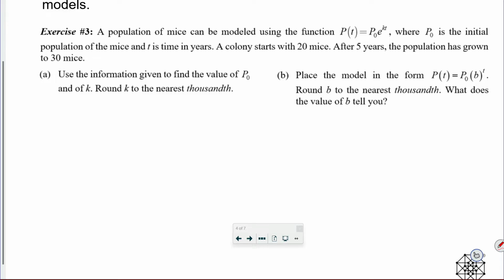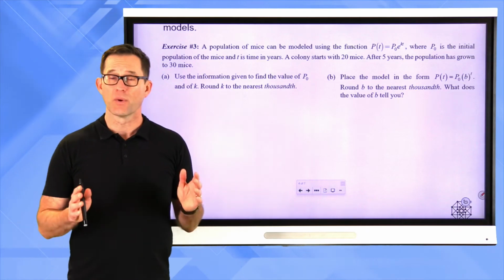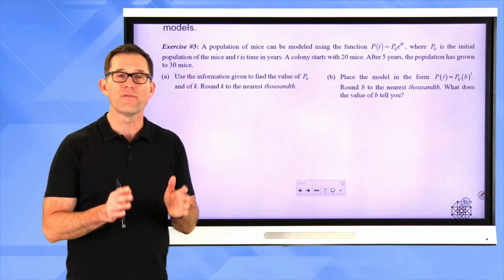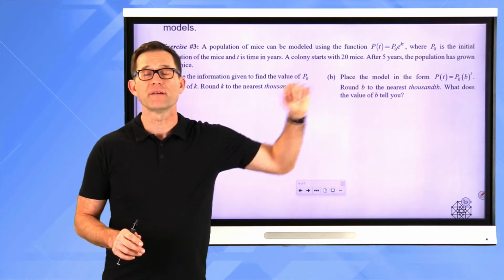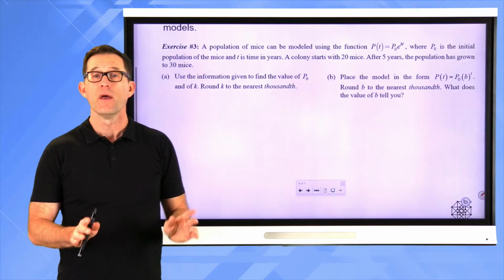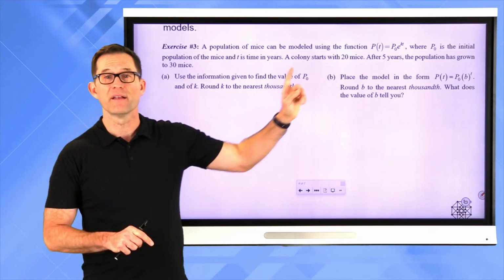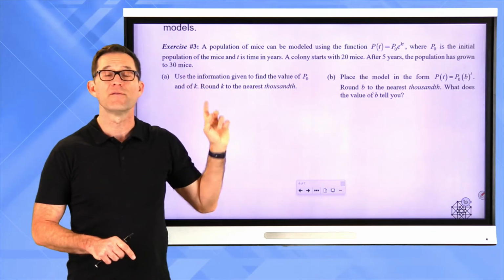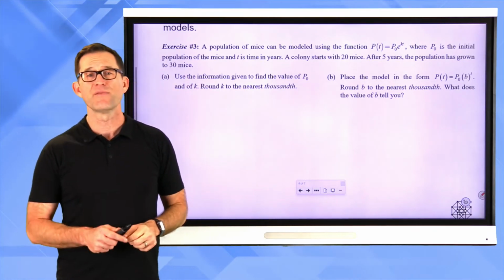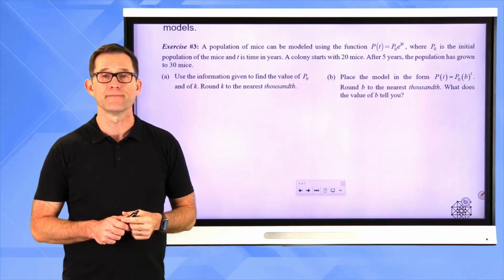Use the information given to find the value of p sub 0 and of k. Round k to the nearest thousandth. Okay, great. So what I'd like you to do is see if you can figure out the values of p sub 0 and k. P sub 0, or p naught, should be very, very simple. But then, once you have that, see if you can use the fact that after 5 years there are 30 mice to figure out the value of k. Pause the video and play around with this a little bit.